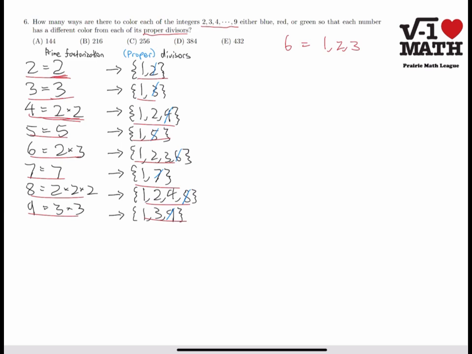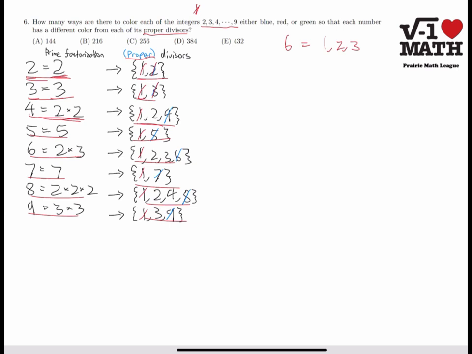Now, of course, since they're proper, we get rid of the divisors which are equal to the original number. And this gets us that the proper divisors of 2 are 1, of 3 also 1, of 4 are 1 and 2, and so on. And notice that 1 doesn't appear in this problem, so we also ignore all the 1s here. So now we have a bunch of numbers and their proper divisors. So what do we do next?